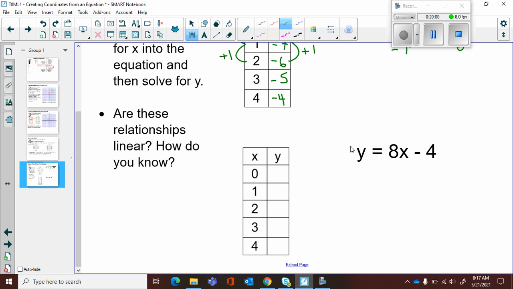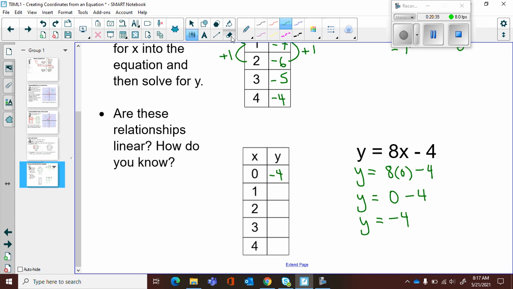Let's take a look at the next one. Again, I've just chosen some random values for x, and we're going to substitute those in to see what our value for y would be. So 8x minus 4, instead of an x, I'm going to put in a 0. I'll use my order of operations, so I'll do multiplication first. 8 times 0 is 0. I take away 4, and I get 0 minus 4, which is negative 4.